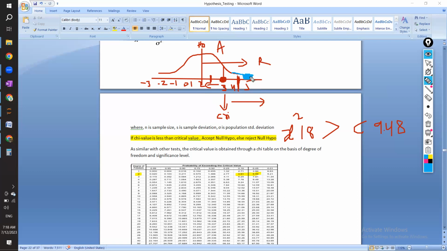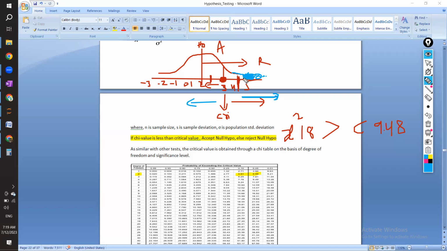If the p-value keeps on decreasing, you will move towards the right side. If this is the p-value and it decreases again, you will have only this much. When you consider p-value, which is an area, as the p-value decreases, you are moving to the right side. But coming to the test statistic, if the value is decreasing, you are moving to the left side. There is a difference.